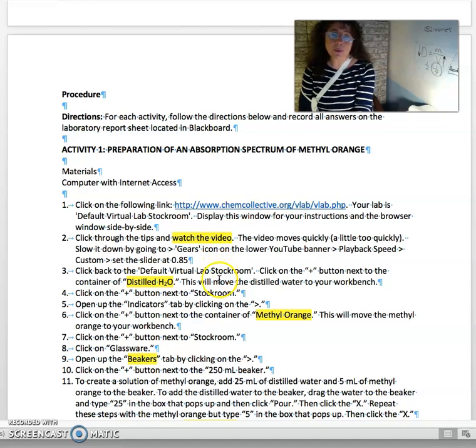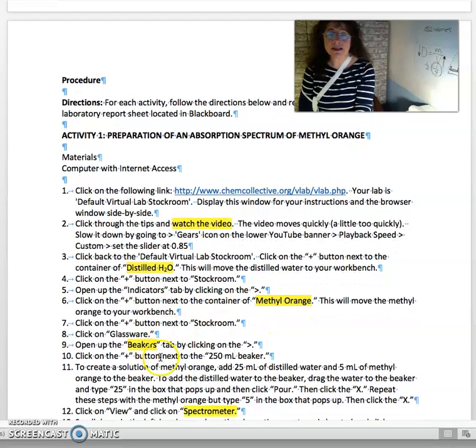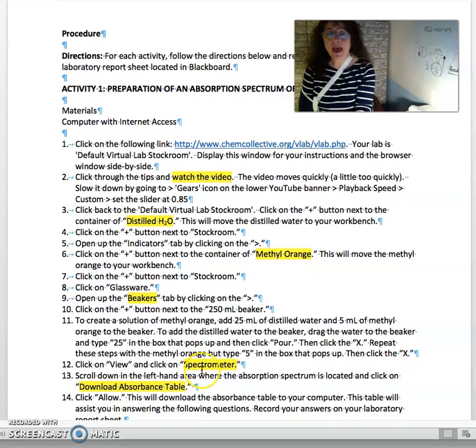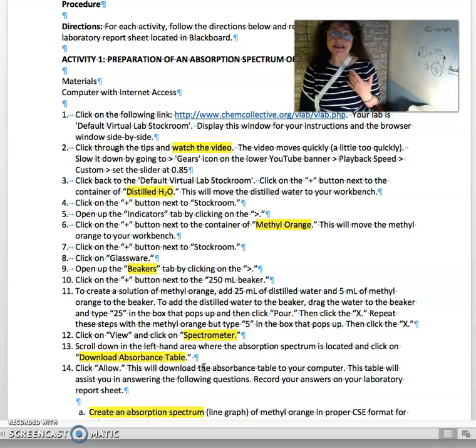What it will do is help you to move your distilled water and your reagent, your methyl orange, and your beakers into your workbench, and then to apply your spectrophotometer to that. In this lab, unfortunately, you're not doing a blank first. I wish you were. This lab gives you the spectrum for methyl orange, and then you work from there.